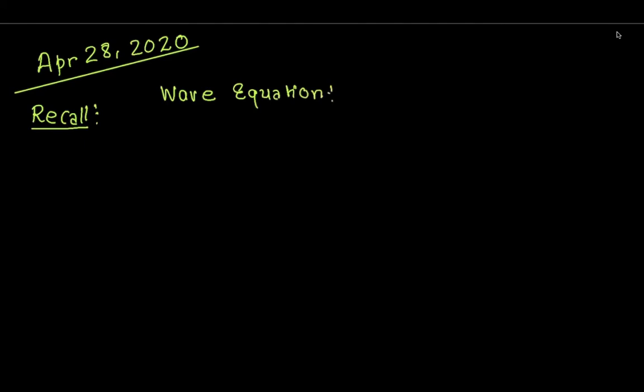What is a wave? The wave equation is a partial differential equation where the second derivative in time is equal to the second derivative in space. It's also related to the differential boundary condition. It's a one-dimensional case, in 1D.